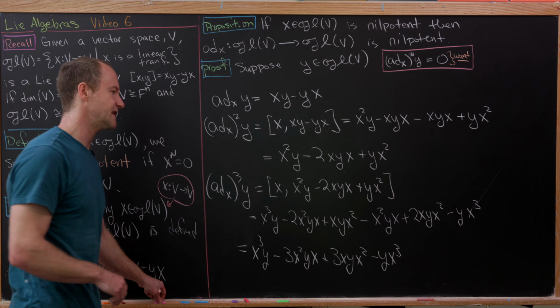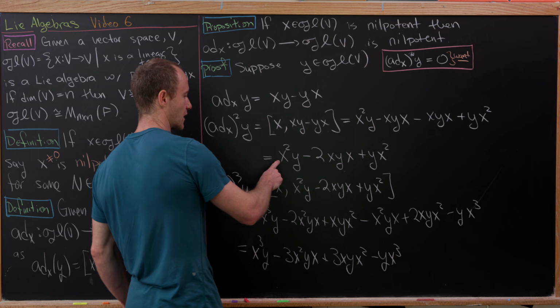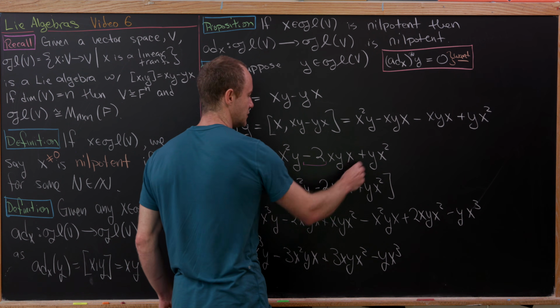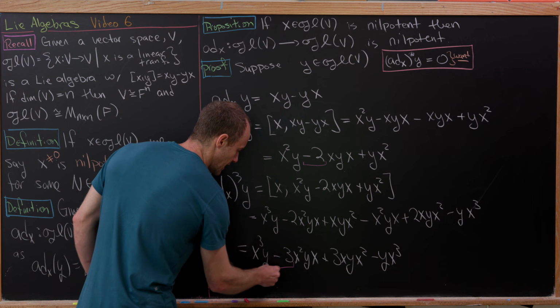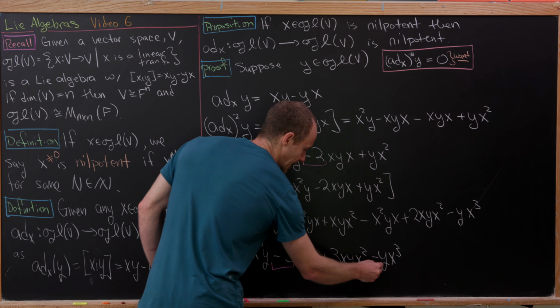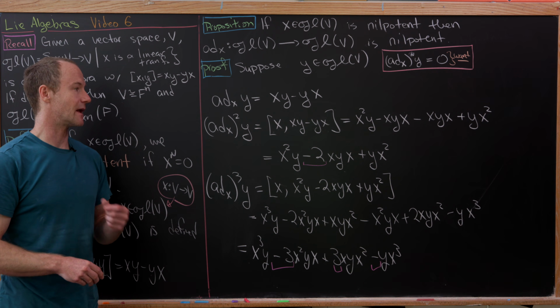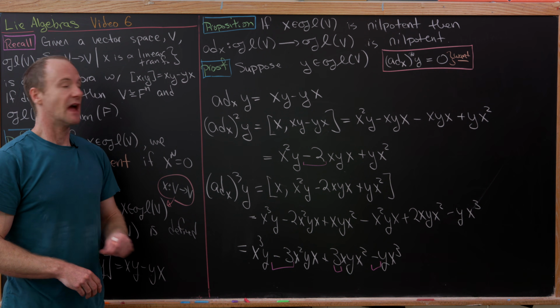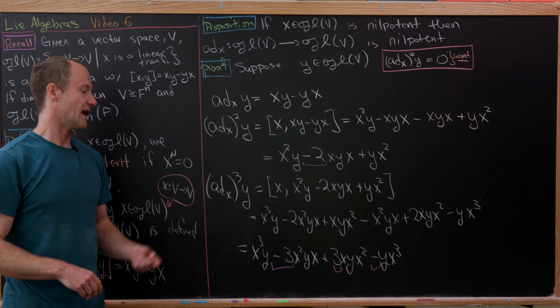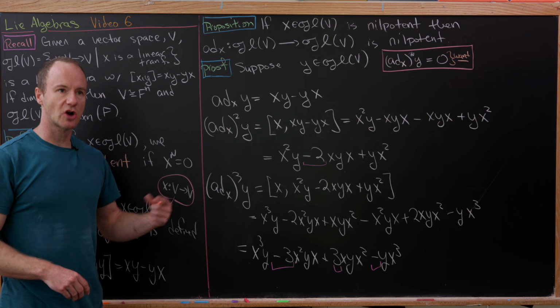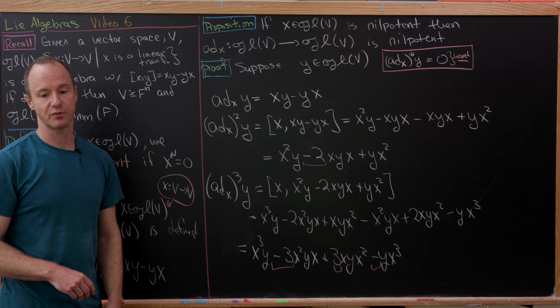But now let's look at these numbers. So here we've got a 1, a negative 2, and a 1. Here we have a 1, a negative 3, a 3, and a negative 1. Well, that looks to me like we've got binomial expansion. And that's exactly what we have. So let's start with that observation at the top of the next board and then go on.